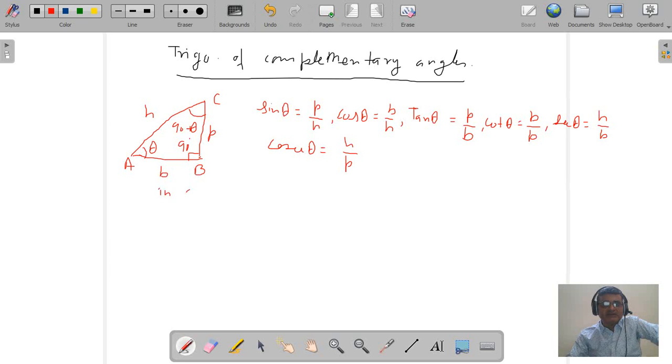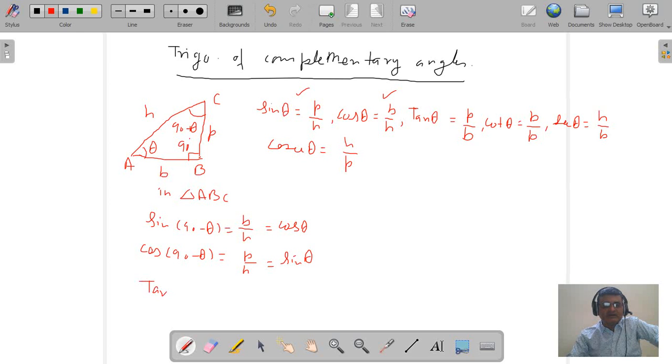Now in the same triangle ABC, we are taking sine 90 minus theta, that will be equal to base upon hypotenuse. Base upon hypotenuse is nothing but cos theta. It means sine 90 minus theta is equal to cos theta. Similarly, cos 90 minus theta is perpendicular upon hypotenuse, which is nothing but sine theta.